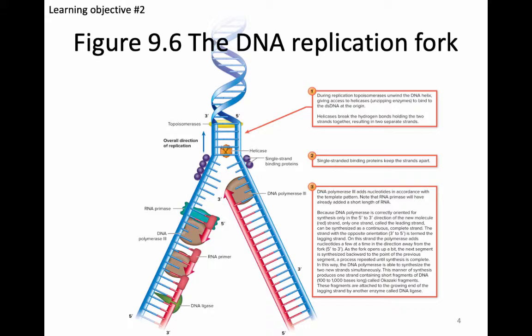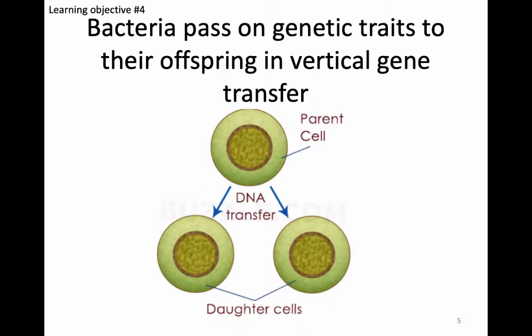So the original parent cell will divide into two, and each of the daughter cells has a molecule of DNA that was identical to the parent cell molecule of DNA, thanks to DNA replication. So what we've just described is bacteria passing on genetic traits or genetic information to offspring in vertical gene transfer. So humans also do vertical gene transfer. From parent to offspring, DNA is passed to the next generation, and the parent and daughter cells are related, and this would be a vertical transfer of information.